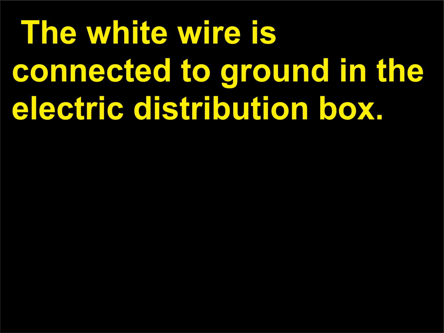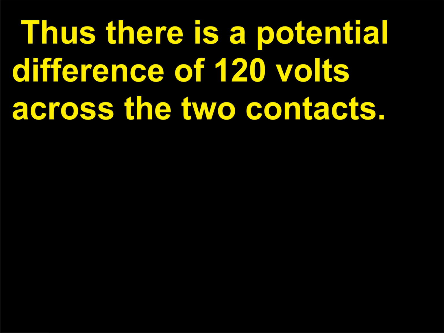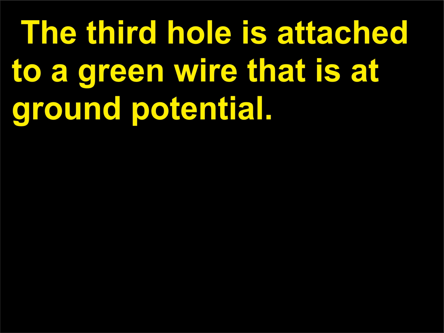The white wire is connected to ground in the electric distribution box. Thus there is a potential difference of 120 volts across the 2 contacts. The third hole is attached to a green wire that is at ground potential.